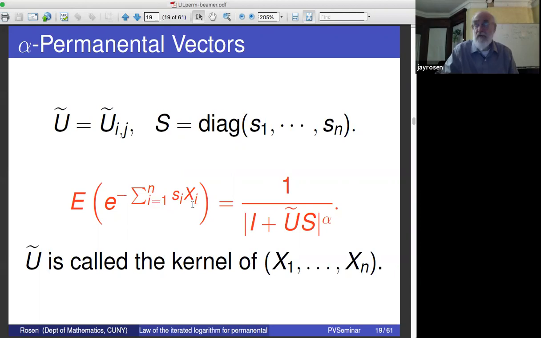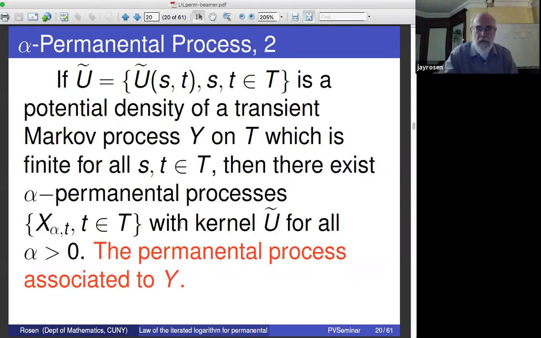And the first question would be, when do such vectors exist? More generally, if I have a stochastic process, say x_s, we call it an alpha-permanental process if for any finite dimensional subset, you get a permanental vector. So, whoops, I'm sorry. Yeah. So this is a theorem that's due to Natalie Eisenbaum and Kaspi. It says that if you give me any U, which is the potential density of a transient Markov process, then there always exists an alpha-permanental process with that kernel. And we call that the permanental process associated to the Markov process Y.